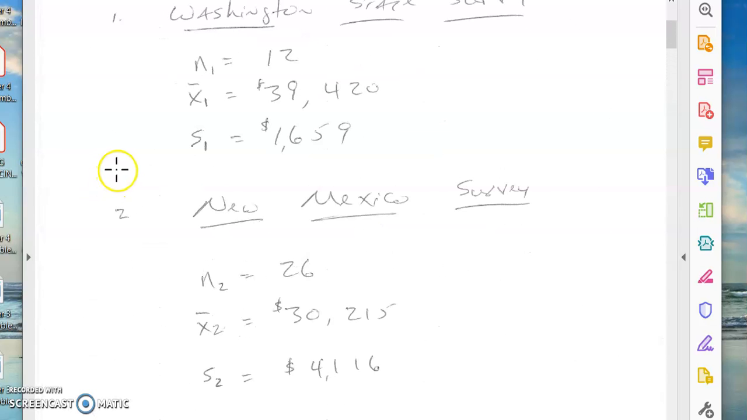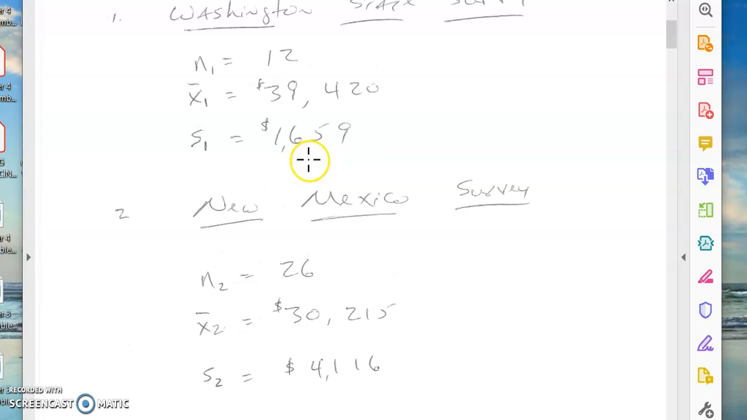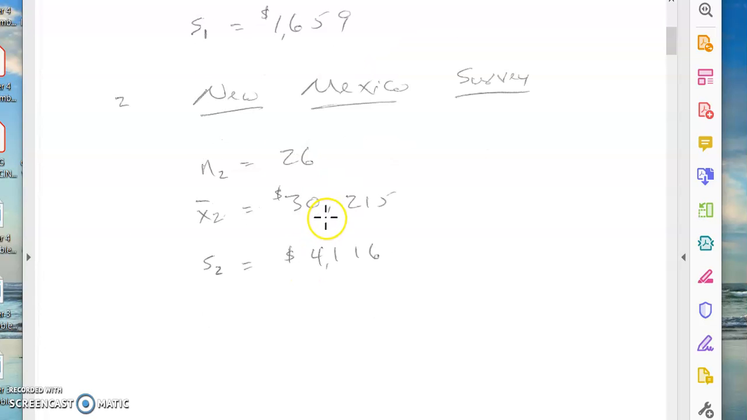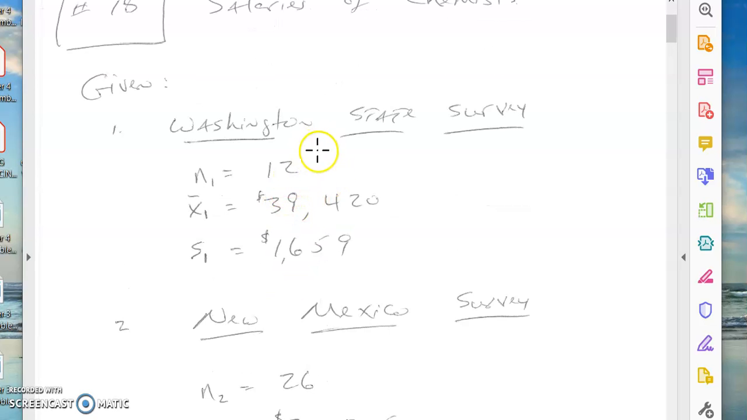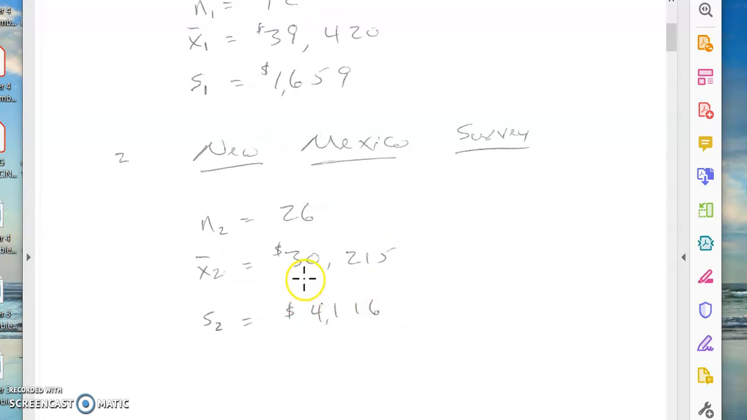Where it gets to be confusing, I think, sometimes is you look at the data points here that they gave you. In Washington State, the average is 39. New Mexico State, the average was $30,000. Okay, so 39,000 and 30,000. So you would be very tempted to just say, well, obviously there's a big difference. Look at that. Washington State is average of 39. New Mexico is an average of 30. Obviously, they're different. Well, you can't say that.